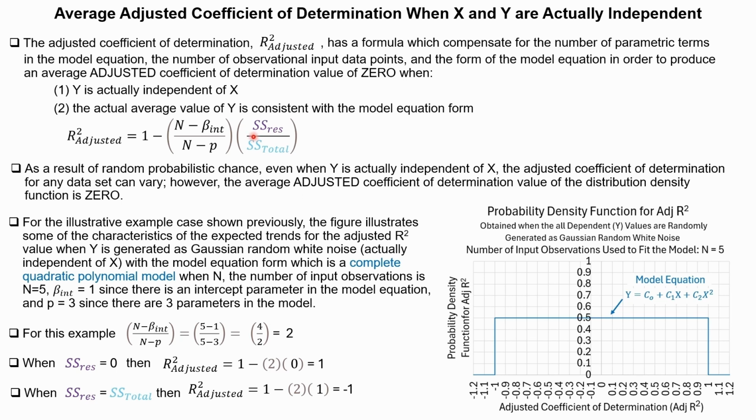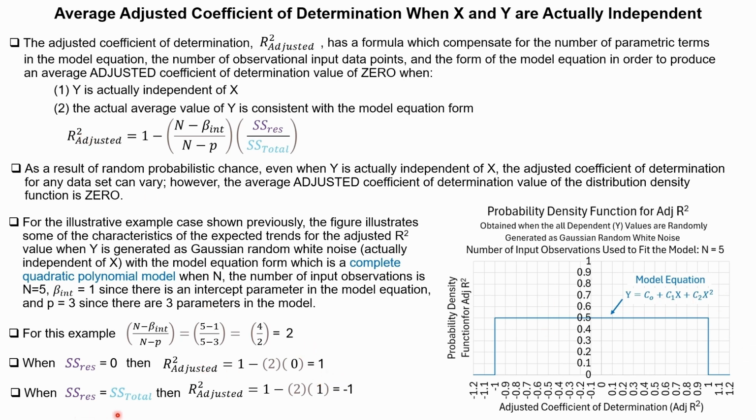Therefore, if a data set is such that the sum of squares residual is 0, meaning that the y values with this model equation form at the 5 data points lie exactly on the input data values of y, then this ratio is 0, and the adjusted r squared value would also be 1. And this is true for any case. When the r squared value is 1, the adjusted r squared value will also be 1.